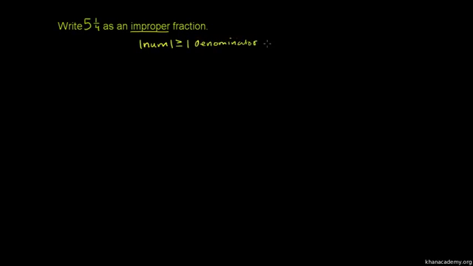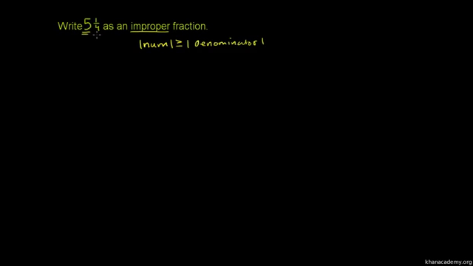I could have just shortened it, but you get the idea. In this situation right here, it's a mixed number. We have it as a combination of 5, which is just a whole number, and 1/4, which is a proper fraction, because the numerator is less than the denominator. The absolute value of the numerator is less than the absolute value of the denominator.